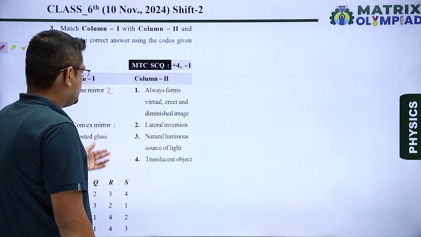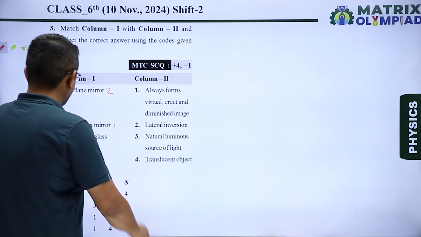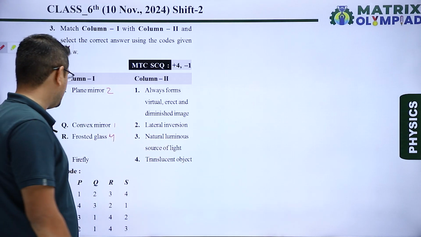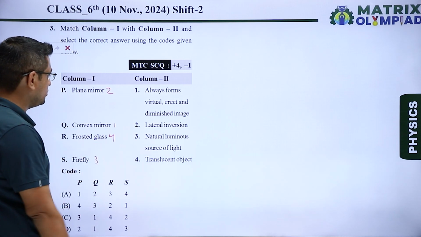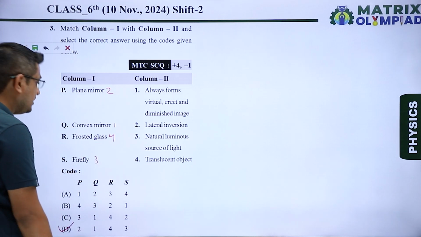Frosted glass. As we can see, frosted glass is a translucent object. So for R, I will write 4. Fireflies are natural luminous sources of light. So for S, I will write 3. The correct code is 2143, that means option D is our correct answer.